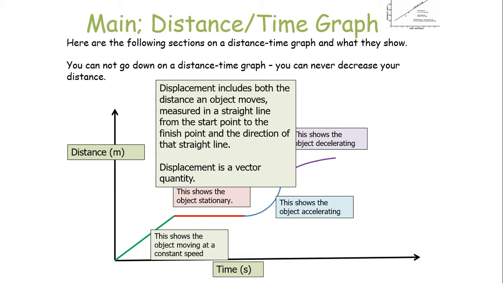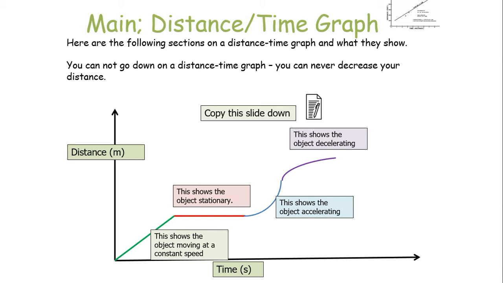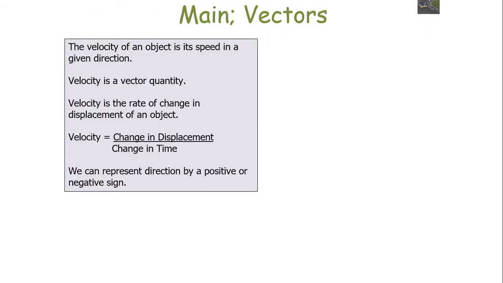Now, if you wanted to consider the direction of an object, you wanted a vector quantity of distance, you would actually use something called displacement, which is the straight line distance measured from the start point to the finish point of the journey in a straight line. Now displacement is a vector, so if a distance time graph is a line going downwards or is negative, that's not a distance time graph, that's a displacement time graph, which is a very important idea.